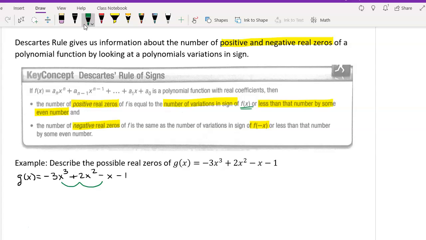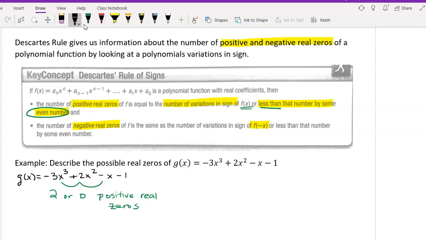Sign change. Then we have a negative x to a negative 1. That's not a sign change. So we had 2 sign changes. So that means we have 2 or 0 because that means less an even number. So 2 minus 2 is 0. So we have 2 or 0 positive real zeros.